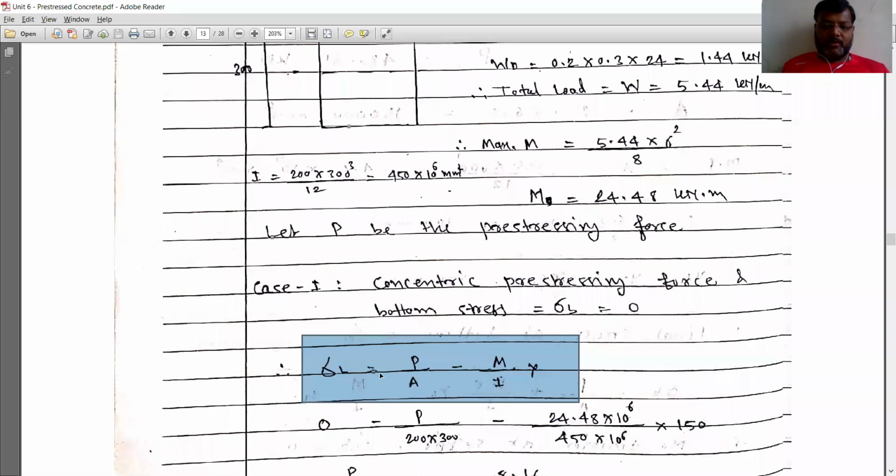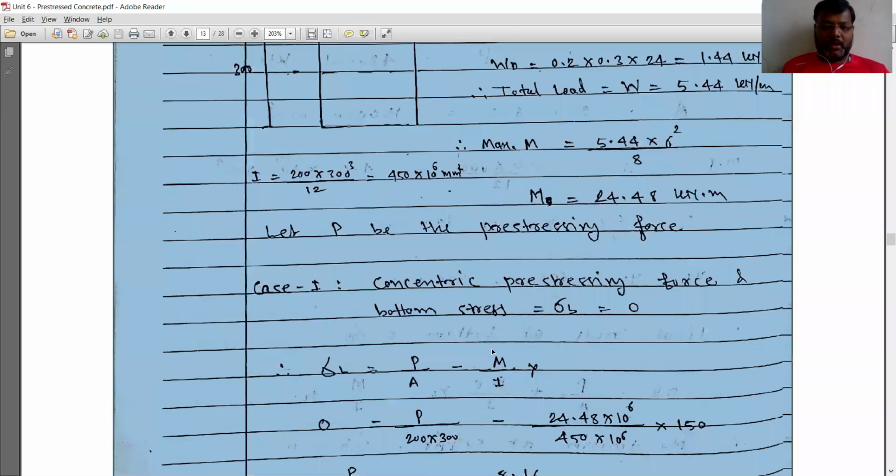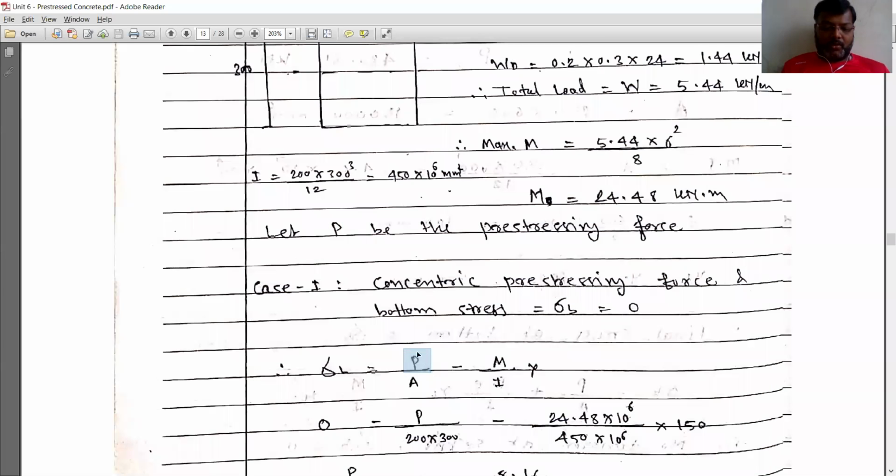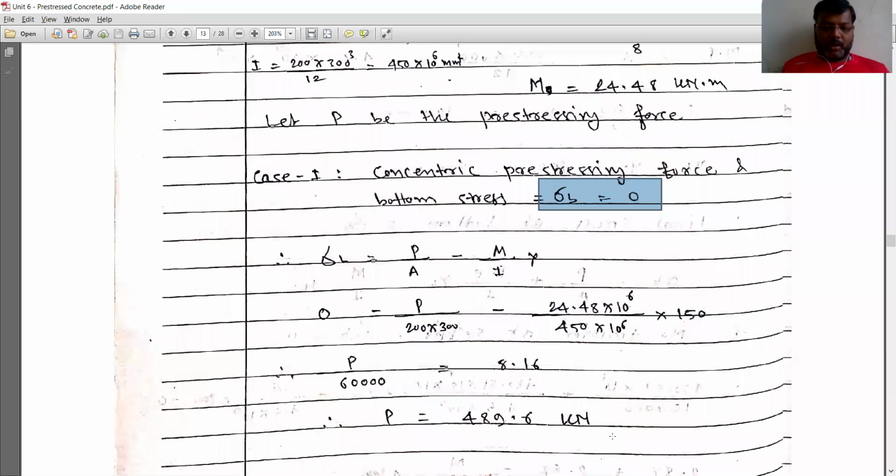Now simply we have to put these values. The unknown value in this case is P. That value is not known to us. A is known to us. M we have already calculated. I and Y are also calculated, and sigma B is given as 0. By putting all these values, we'll be able to get the value of P. That value of P comes to 489.6 kilonewton. This is the answer for case number 1.